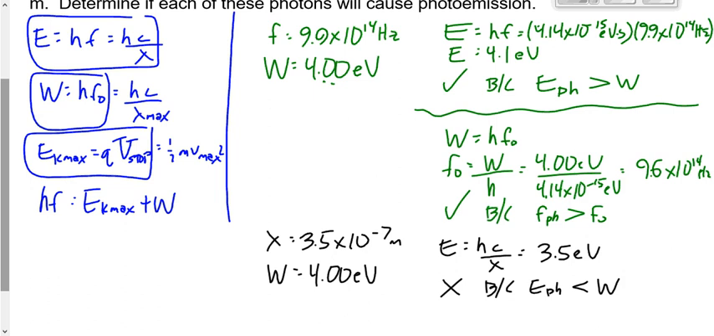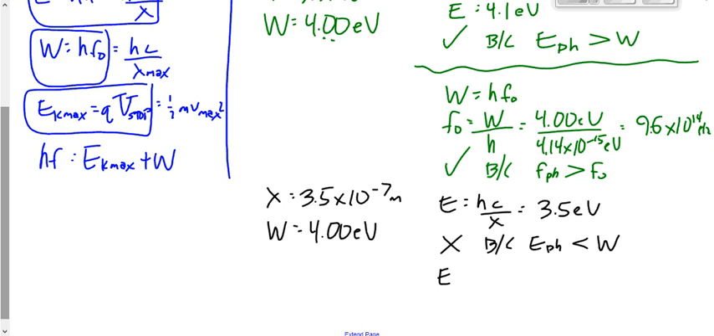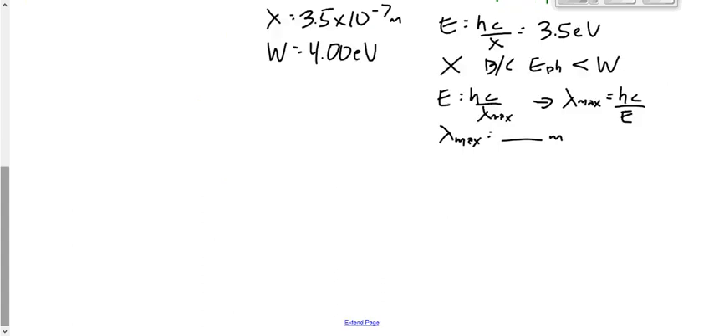Now, the other way you could do this is to say E is equal to hc over lambda max. Therefore, lambda max is equal to hc over E. And I don't know what you end up getting for lambda max there, because I didn't do it that way. But whatever value you get, lambda max, the wavelength of my photon will be greater than lambda max. And that will cause no electrons to be ejected because our lambda is too high.